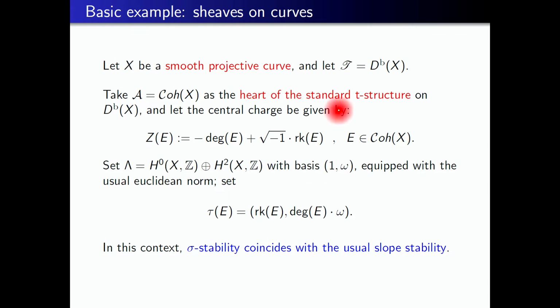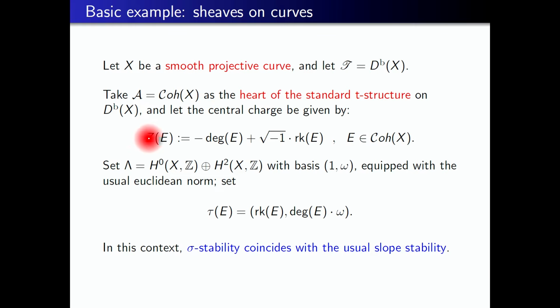So when rank is 0, this means that your sheaf is only supported on points, and degree will count how many points. So whenever rank is 0, degree has to be positive. So those are those positivity and negativity conditions for any coherent sheaf.